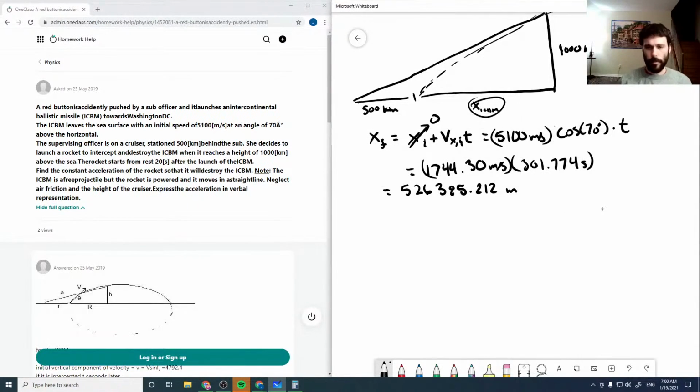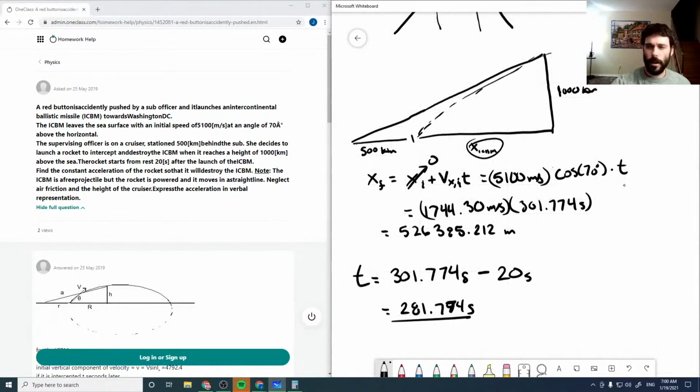Now the thing to remember is that we're told the rocket starts 20 seconds after the launch of the ICBM. So that means that the time our rocket has is the rocket time, 301.774 seconds, minus 20 seconds. So the flight needs to take 20 seconds less time because it starts 20 seconds later. And so that makes it 281. So that's our time for a rocket.